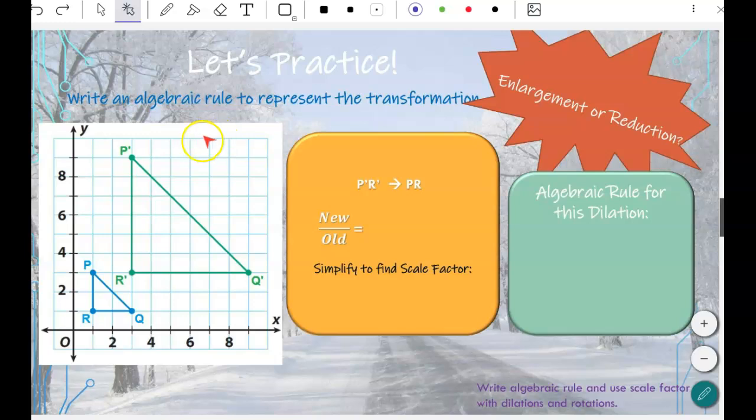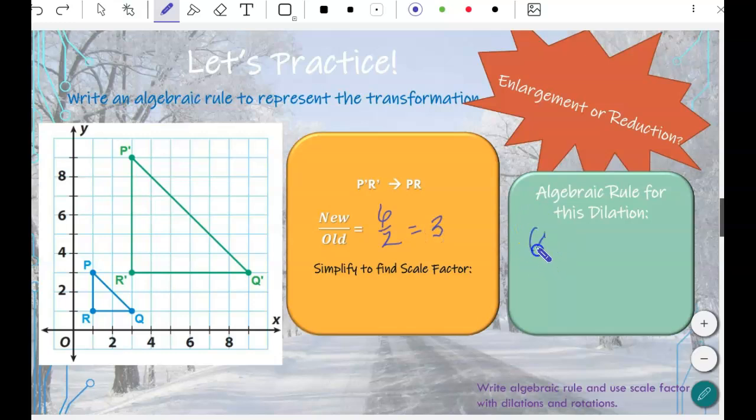So let's practice a little bit. It says write an algebraic rule to represent the transformation. Our original one is here, and it goes to this one. On this, it's pretty easy to look at the sides. We're going to do it both ways. The length of the old one was 2, and then the length here goes from 2 to 1, 2, 3, 4, 5, 6. So 2 to 6. The new one is 6, the old is 2, so the scale factor is 3.